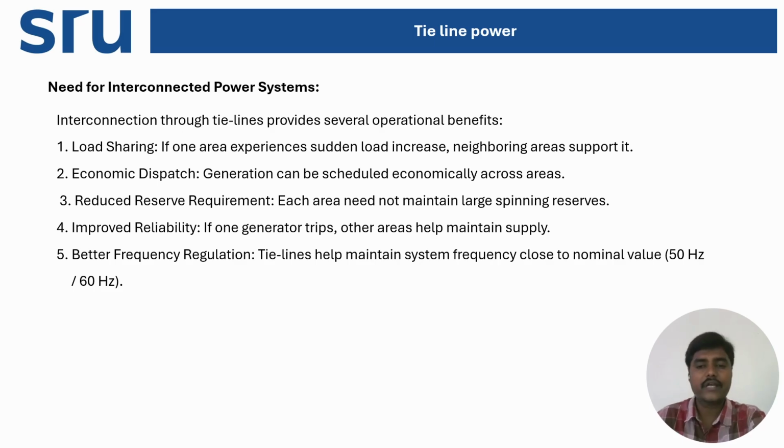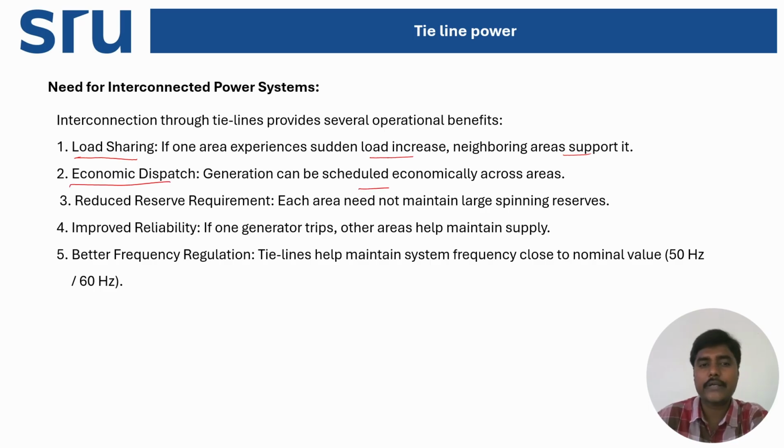So what is the need for having this interconnected power system actually? Interconnection through tie lines provides several benefits. The first benefit is load sharing. If one area is experiencing a sudden increase in the load, the neighboring area can give that excess power if it is available. So the power exchange is possible if you have this kind of interconnection. And economic dispatch.